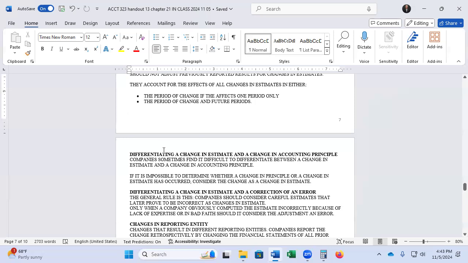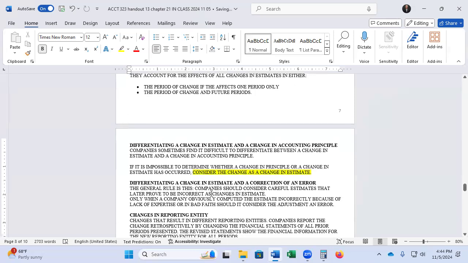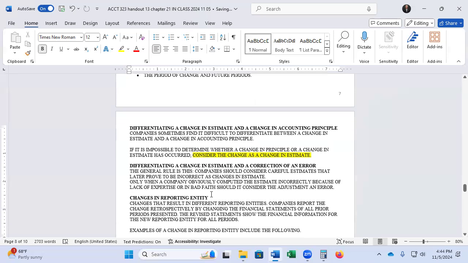Okay, we do differentiate between a change in estimate and a change in accounting principle, right? Those are different. If it is impossible to determine whether a change in principle or a change in estimate has occurred, consider it a change in estimate. And again, I don't know cases where they've, quote unquote, found it impossible for this.